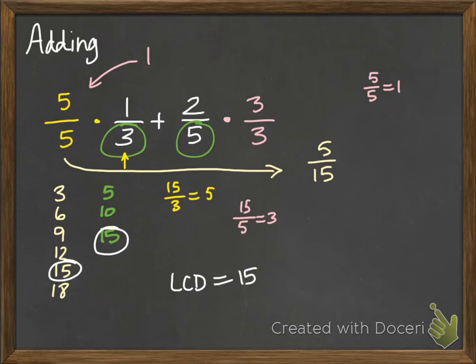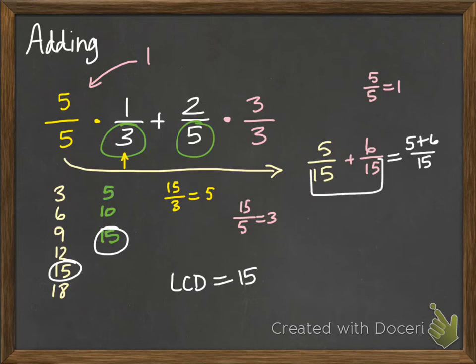So 2 times 3 is 6. 5 times 3 is 15. So now I have 5 over 15 plus 6 over 15. Well, once you have a common denominator, all you have to do is add the tops. So this is 5 plus 6, and the denominator stays 15.